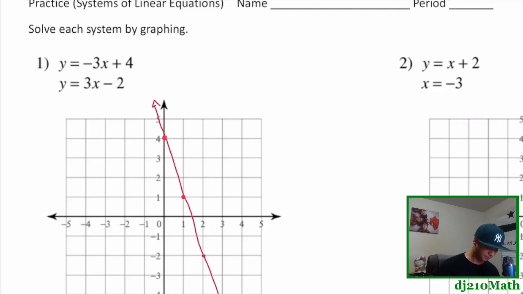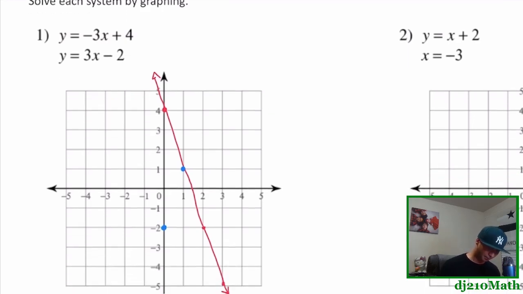-2, up 3 over 1. Feel free to pause the video if I'm going too fast, or if you haven't seen the instructional video for this, definitely give that a look. All right, so the solution here, it's the intersection, 1, 1.